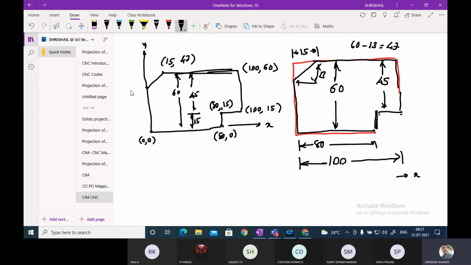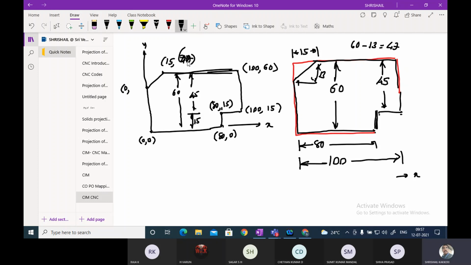And at this particular position, x is 0 and y is, sorry, this is wrong. x is 15, y is how much?